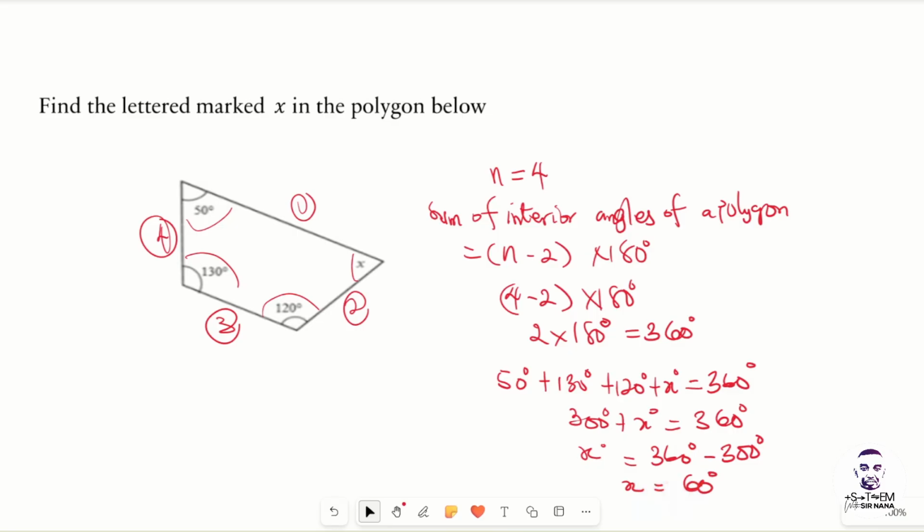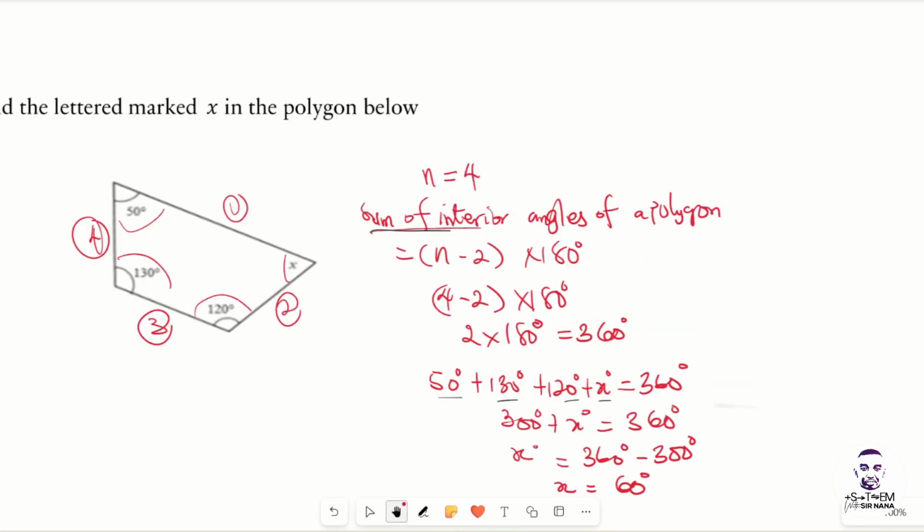So when we get questions like this, all that we need to do is to first find the sum of the interior angles. And then once we have the sum of the interior angles, we should be able to equate that to the angles and find our lettered angle. In this case, we are finding x. Right. Now let's look at another question.